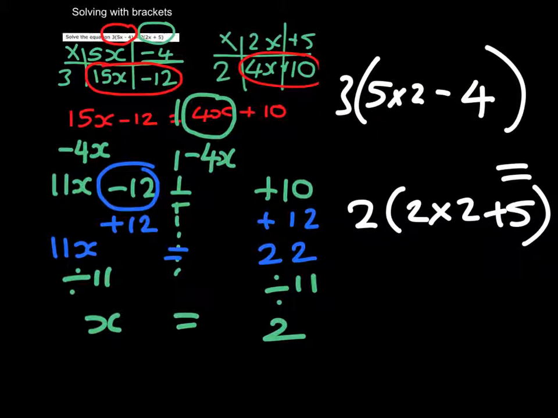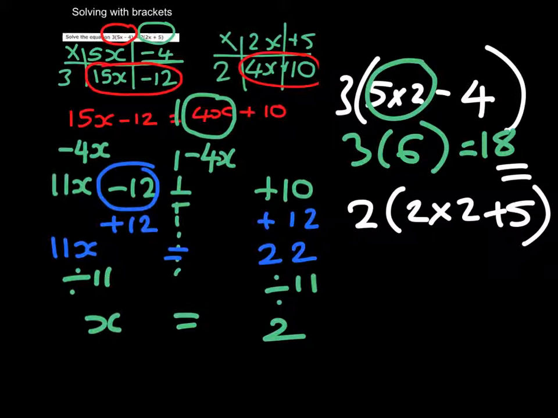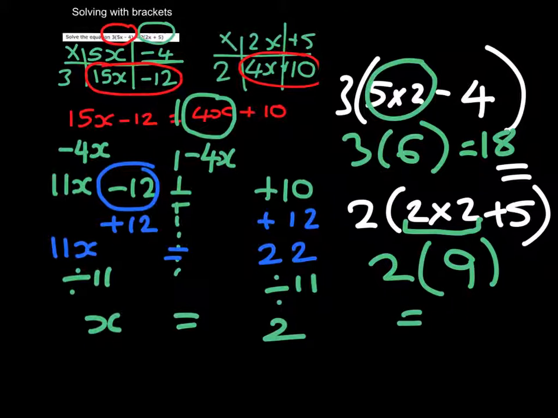5 lots of 2 here is 10. 10 minus 4 is 6. So 3 lots of 6 is 18. So the one side equals 18. I'm just going to double check the other side. 2 times 2 is 4. And 4 plus 5 is 9. So then 2 lots of 9 is also 18. So I know it's right.